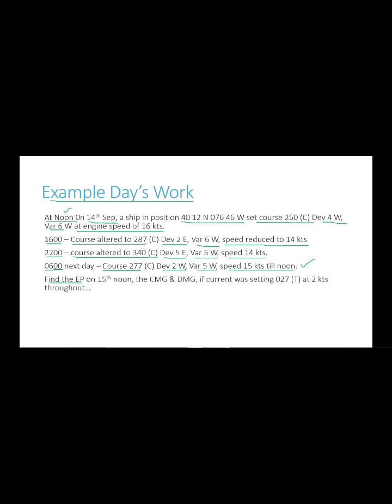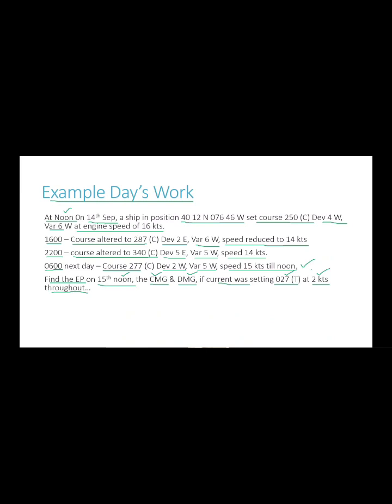So they want us to find the estimated position on 15th noon, the course made good and the distance made good, if the current was setting 027 at 2 knots throughout. So we need to find out what is the position arrived on 15th, our EP, the course made good and the distance made good. They have also given us the current. करंट का सेट है 027 एंड करंट का जो रेट है वो है 2 नॉट्स. तो लेट अस प्रोसीड स्टेप बाय स्टेप. इस क्वेश्चन में हमें कैसे प्रोसीड करना है.